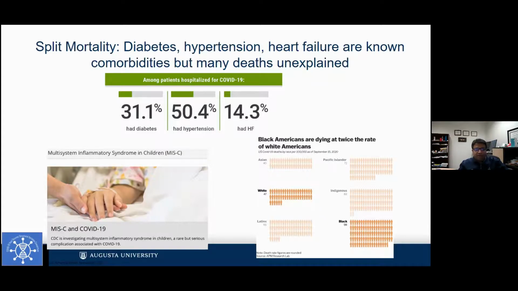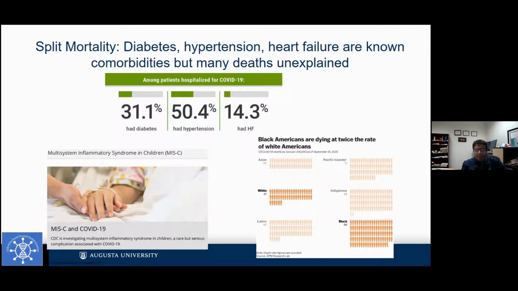So as of now, the majority of the meta-analyses have shown that the individuals who are hospitalized have 31% diabetes, 50% hypertension, and around 14% heart failure. We know that Black Americans are dying at twice the rate of white Americans, and definitely the children tend to have a very low infection rate, but they do have their own category of inflammatory syndrome, which we call multisystem inflammatory syndrome in children.